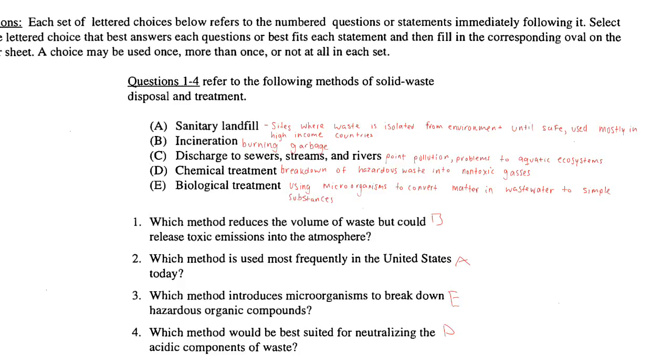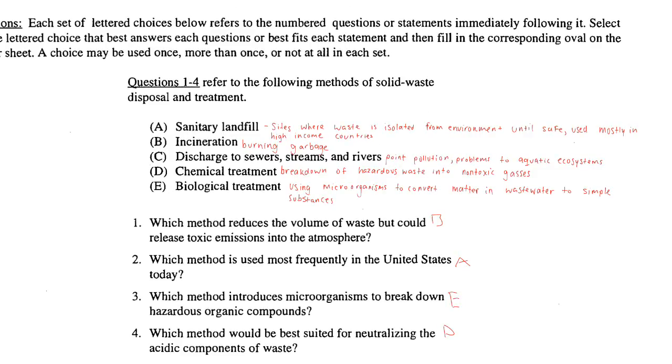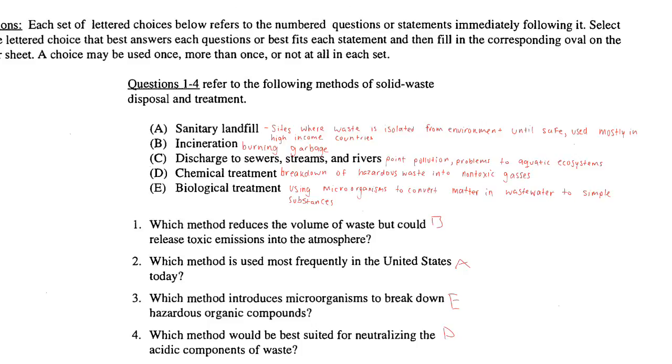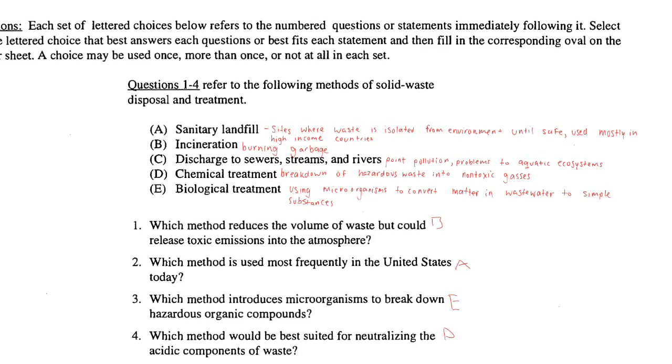Number 3, which method introduces microorganisms to break down hazardous organic compounds? The answer is E, biological treatment. Number 4, which method would be best suited for neutralizing the acidic components of waste? The answer is D, chemical treatment.